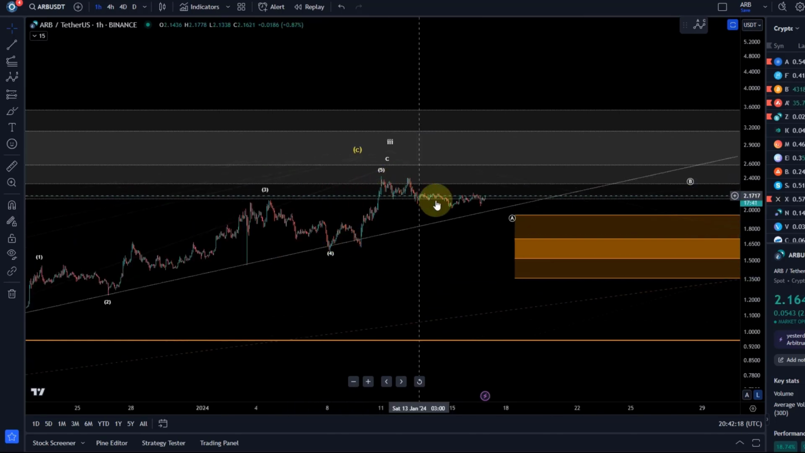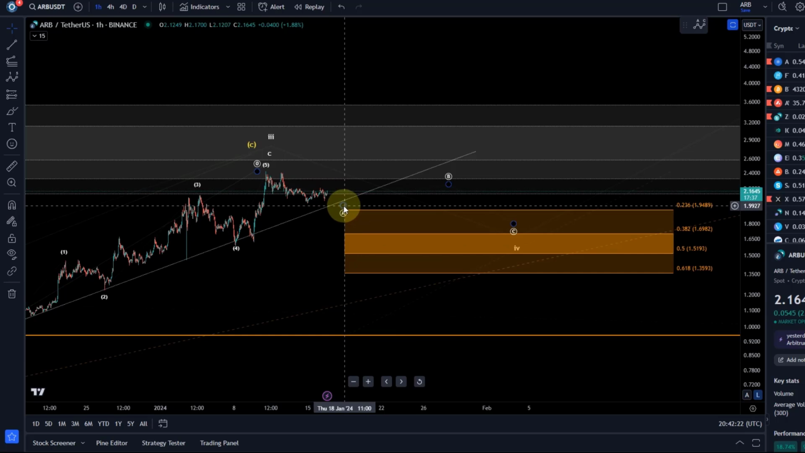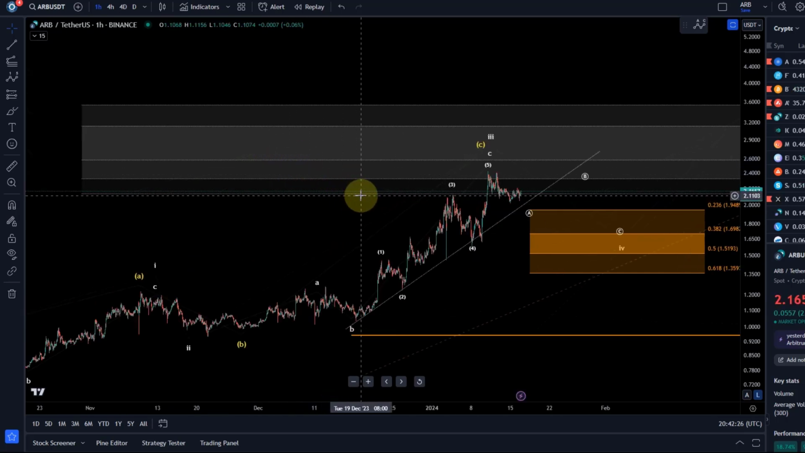So far, this looks very, very corrective. But again, it could just be an A wave. It's just not coming down a lot. So it's overall still a bullish chart short term. But yeah, I'll let you know if I see any changes here.